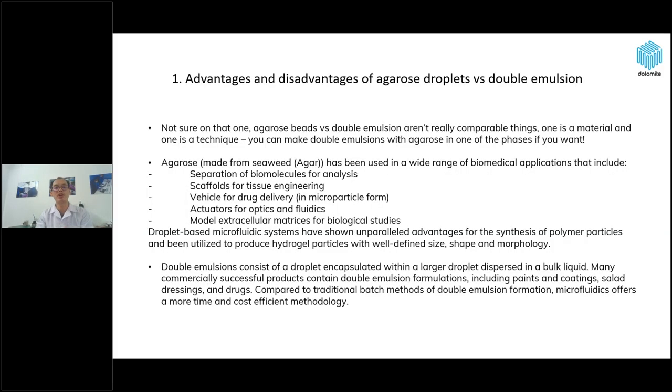So let's move to the first question we received: the advantages and disadvantages of agarose droplets and double emulsion. For this question, we are not sure about that one, because agarose beads and double emulsion are not really comparable, because one is a material and the other one is a technique. The double emulsion is a technique for microfluidic generation. So you can make a double emulsion with agarose in one of the phases if you want. Let me talk a little bit more about agarose and double emulsion to clarify this question.